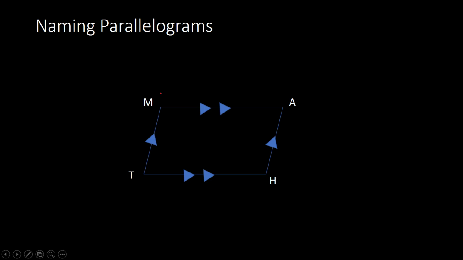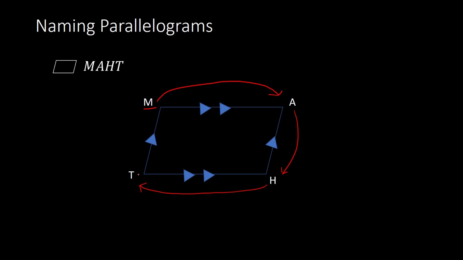Now, when you name a parallelogram, you name it the same way you would any other polygon. So we start with the letter M, and then you go either clockwise or counterclockwise. So if we go clockwise, we then get to letter A, then to H, and then we get over here to T. So we can write this as parallelogram MAHT. And notice the parallelogram symbol. The symbol is simply a small parallelogram written next to the letters.